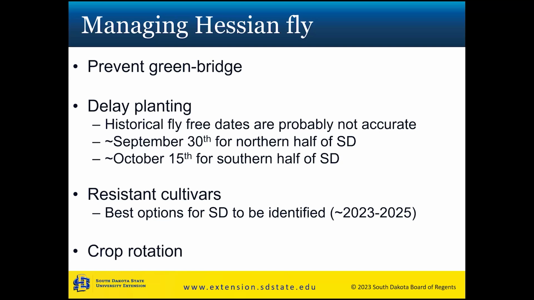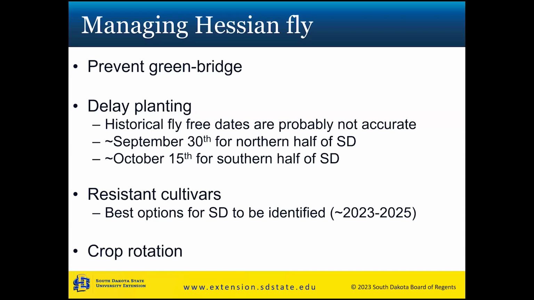And so for South Dakota, we're saying sometime around September 20th for the northern half of South Dakota for a fly-free date, and for the southern half of South Dakota it would be October 15th. Now, I know that's not going to be very popular, because I know a lot of people want to get their winter wheat planted while there's still some moisture and some warmth. But for the Hessian fly, looking at our neighbors to the north and around, this is what we came up with for what our fly-free dates probably are.